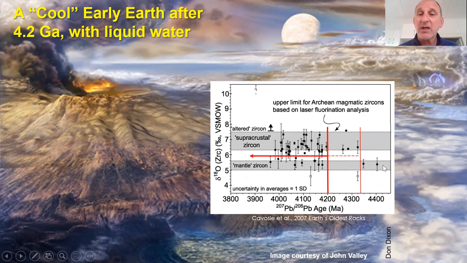Typically, zircons that derive from melts directly from the mantle have this very well-constrained composition at about 5 to 5.5 delta 18O values. But they noticed that after 4.2, and maybe even some a little bit before, zircons have this more enriched signature, which is an indication that the melts had interacted with water and altered the zircon. And so this was used to suggest that the oceans had certainly been present on Earth by 4.2, maybe even a little bit older. And once the oceans had rained out, then you get a whole range of other environments to those that had been summarized before.